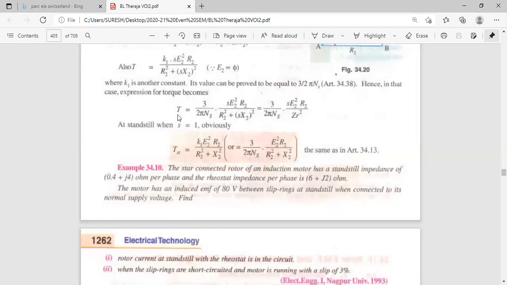What is the torque of the three-phase induction motor under running condition? Under running condition, slip will come. Under standstill, slip is 1. But when the rotor is running, the slip concept will come. Torque is equal to 3 by 2 pi ns S E2 square R2 by R2 square plus S X2 whole square. Please remember this. Have you written this formula?